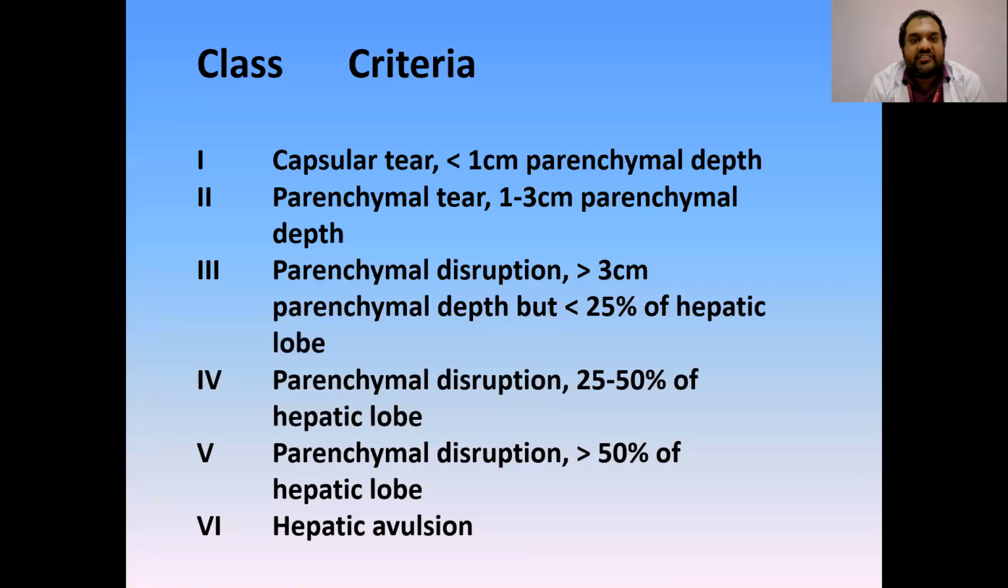There are 6 classes in the liver trauma. First, the criteria is capsular tear less than 1 centimeter parenchymal depth. Second class, parenchymal tear 1 to 3 centimeter parenchymal depth. Third class, parenchymal disruption more than 3 centimeter parenchymal depth but less than 25% of the hepatic lobe. Class 4, parenchymal disruption 25 to 50% of the hepatic lobe. Class 5, parenchymal disruption more than 50% of the hepatic lobe. Class 6, hepatic avulsion.